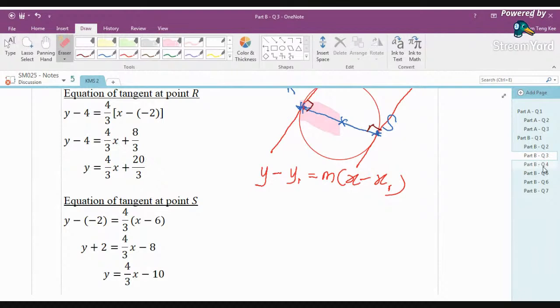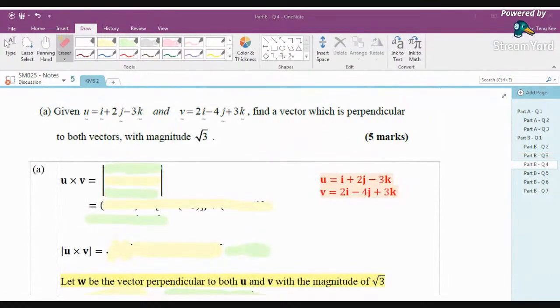Go on. Question 4. In Question 4, we would like to discuss vectors. The question is broken into three parts A, B, C, and all three parts do not seem to be related. They are all independent questions. So let's start from part A.